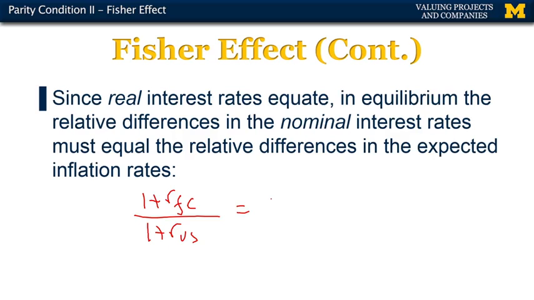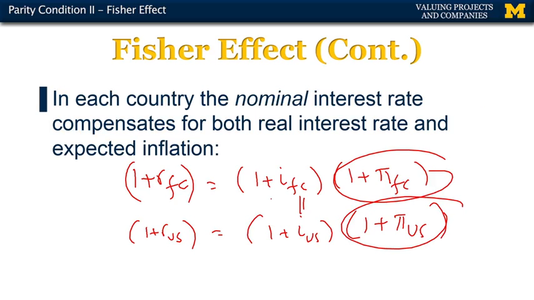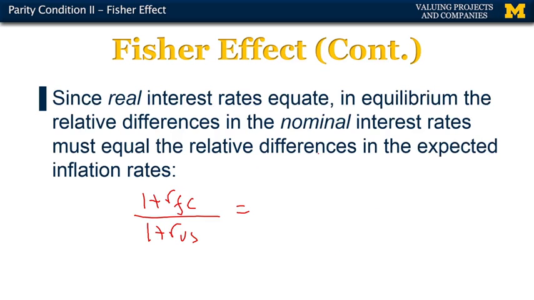If you go back, I'm going to make you do the doctor's thing a little bit. Remember, if the i parts are equal, then there has to be a relationship between the other two parts. And that's all I'm reflecting in the next page. 1 plus r FC over 1 plus r US has to be 1 plus pi FC over 1 plus pi US.